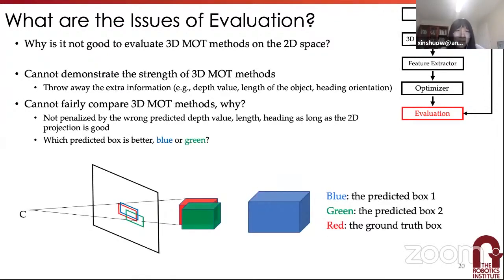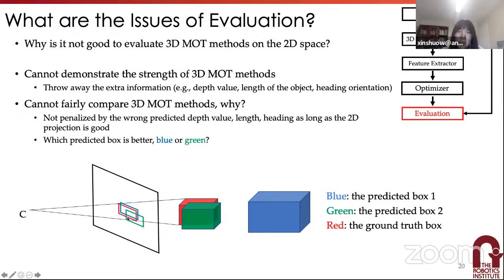So to demonstrate this, we put a toy example here, where we have three 3D bounding boxes, and also their corresponding 2D bounding boxes projected on the image plane, where the red one is the ground truth, and two predicted boxes are denoted as green and blue. So the question is, which predicted box is better? Is it blue or is it green?